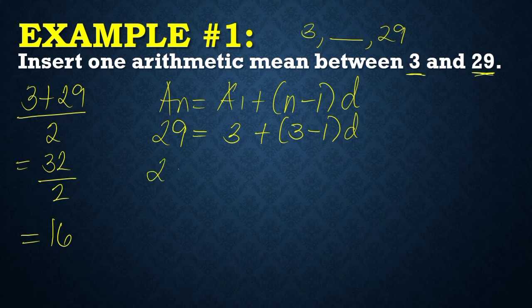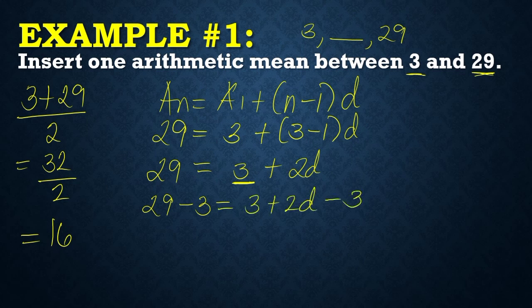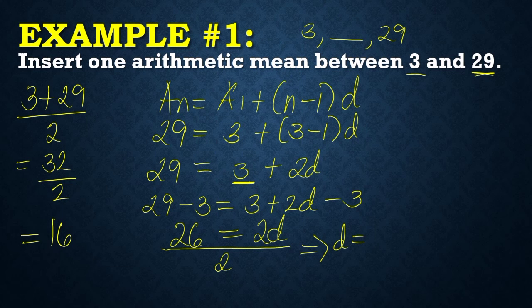So, next, 29 is equal to 3 plus, what is 3 minus 1? That is 2 times d, 2d. Now, kailangan nating maalis yung 3 dito sa right side at madala sa left side. So, ang gagawin natin, magsusubtract tayo ng 3 to both sides. 3 plus 2d minus 3. So, ang matitira na lang, 29 minus 3, that is 26, is equal to 3 minus 3, 0, and then 2d. Then, we divide the whole equation by 2, and then d is equal to 26 divided by 2, that is 13.